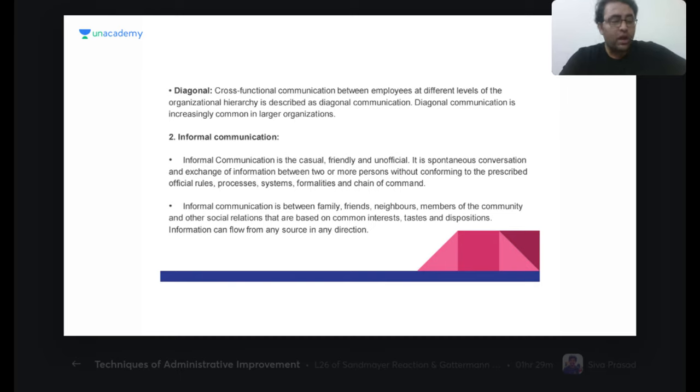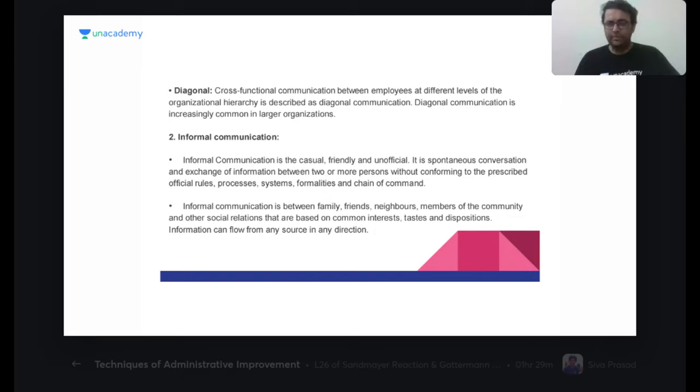Okay, informal communication. Informal communication is the casual, friendly, and unofficial, spontaneous conversation and exchange of information between two or more persons without conforming to the prescribed official rules, process, systems, formalities, and chain of command. Informal communication is between family, friends, neighbors, members of the community, and other social relations that are based on common interests, tastes, and dispositions.